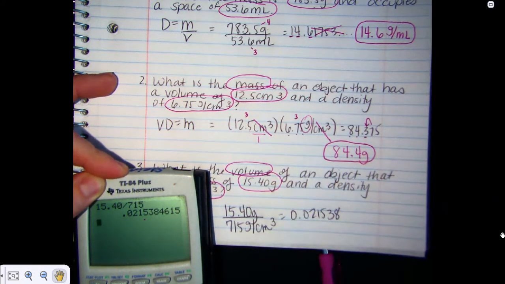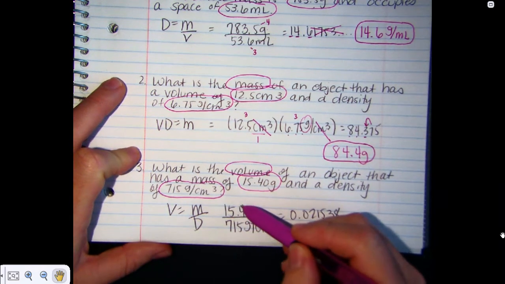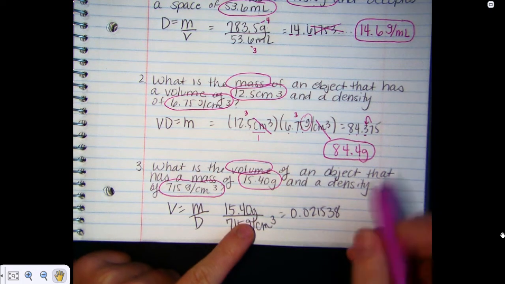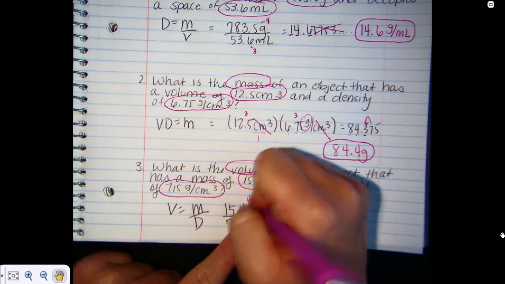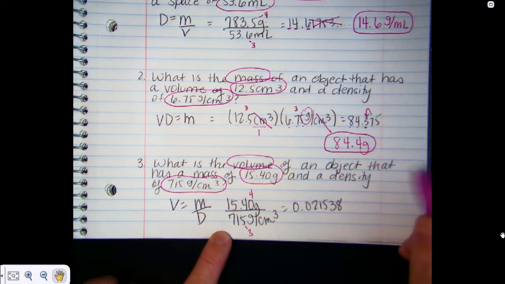0.021538. All right, so let's check our Sig Figs. 1, 2, 3, 4. Remember that 0 does count because it's following a significant digit, following a decimal. So this is 4 significant figures, and 715 is 3. So my answer is going to have 3.